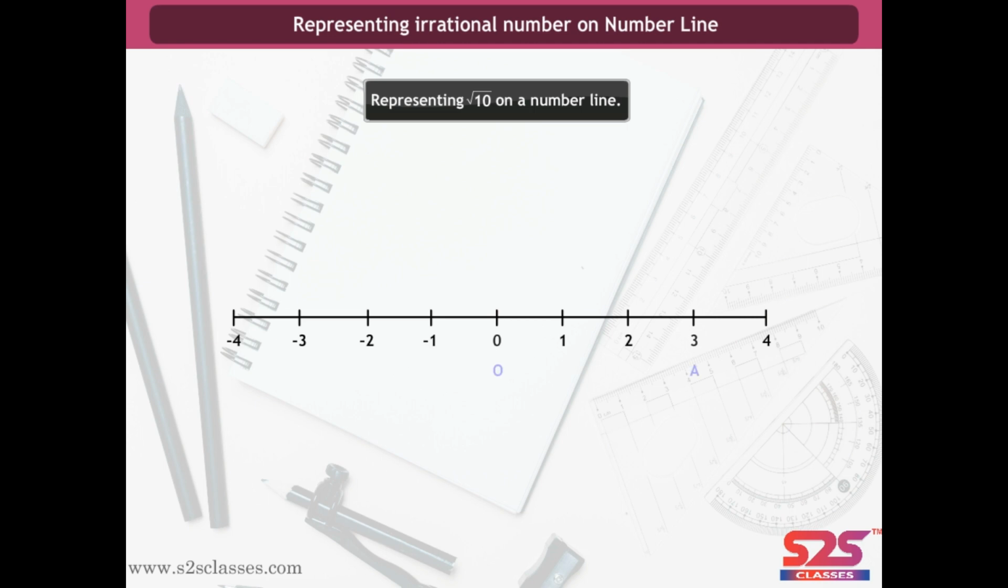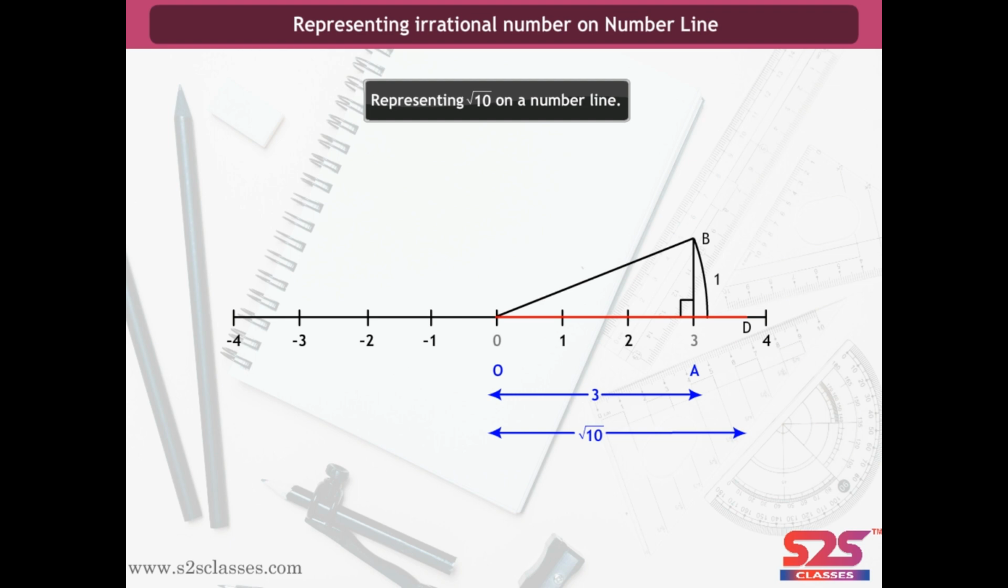First take OA on the number line between 0 to 3, that is 3 units. Now construct a perpendicular so that AB is 1 unit. Now join OB. Take a compass and draw an arc from the point O with length OB. The arc intersects the number line at D and it gives the length of OD, that is root 10. This method is much easier.